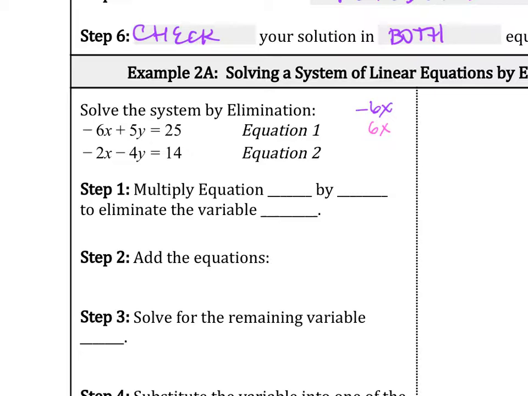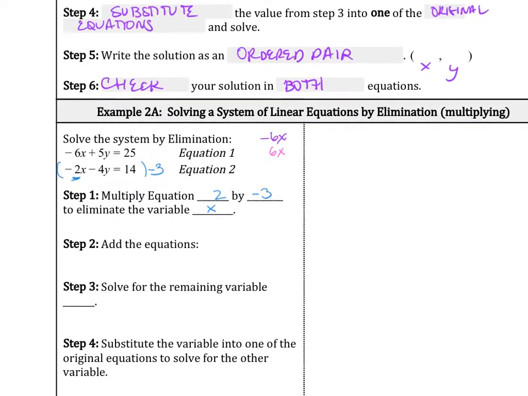So we're going to multiply equation 2. Okay, so this equation, we want to make that a negative 6. So in order to do that, we multiply by negative 3. So multiply equation 2 by negative 3 so we can eliminate the variable x. So let's try that on this side. Make sure that you distribute to every single term.